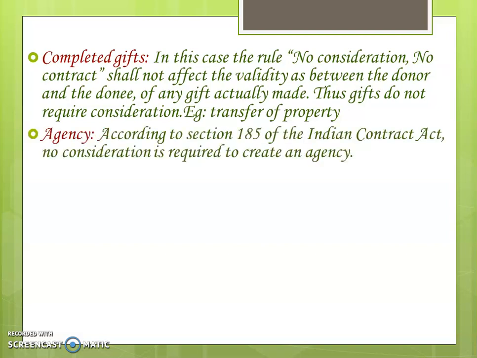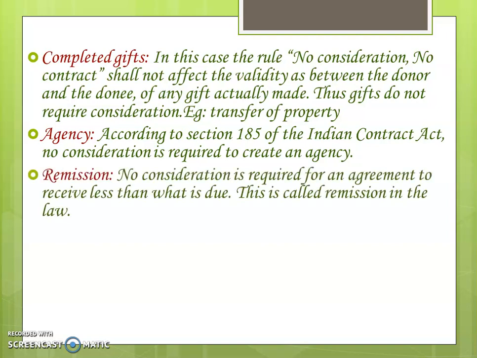Another one is agency. According to section 185 of the Indian Contract Act, no consideration is required to create an agency. That means I can appoint a person or an institution on behalf of me to do any kind of responsibility of my own. So I don't need to give a consideration for the agency services.